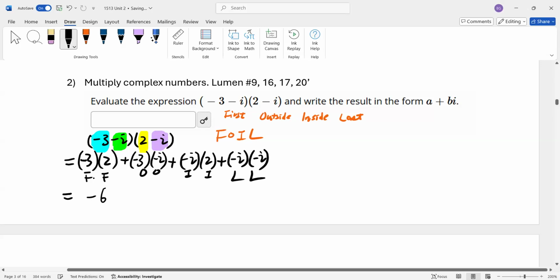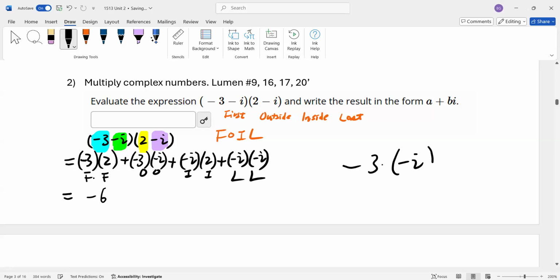-3 times 2 is -6. -3 times -i. Know that this is not -3 minus i, because we have parentheses. Why are the parentheses so important? Without the parentheses, there's a chance you confuse yourself and think that's -3 minus i. No, it's -3 times -i. Negative times negative is positive, so positive 3i.